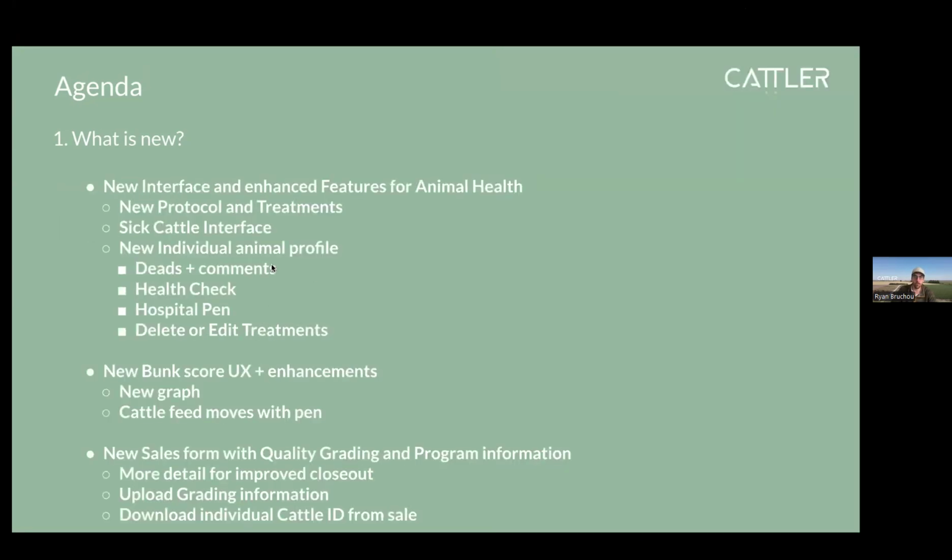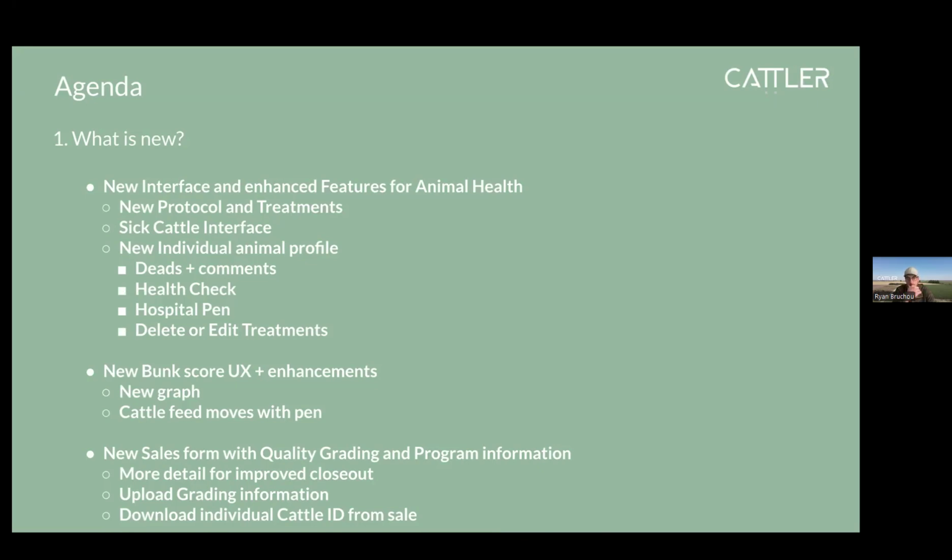So what is new? We have a huge new interface and enhanced features for the animal health, new bunk score UX and enhancements as well. On the new bunk score, it has to do with the fact that now your cattle will move accordingly, with the feed associated to that cattle moving accordingly as they move into a new pen. And we have a new sales page with quality grading and program information.